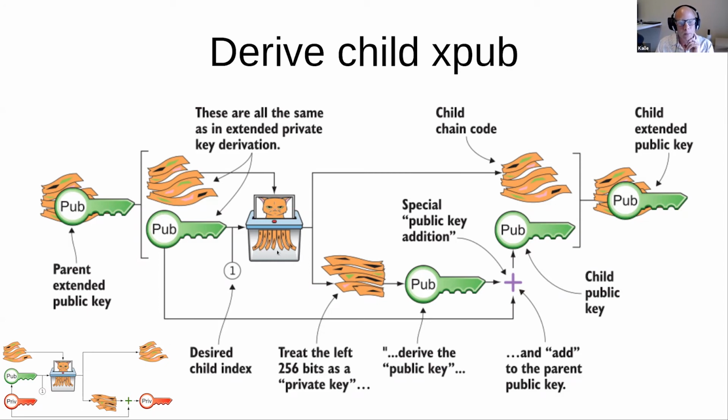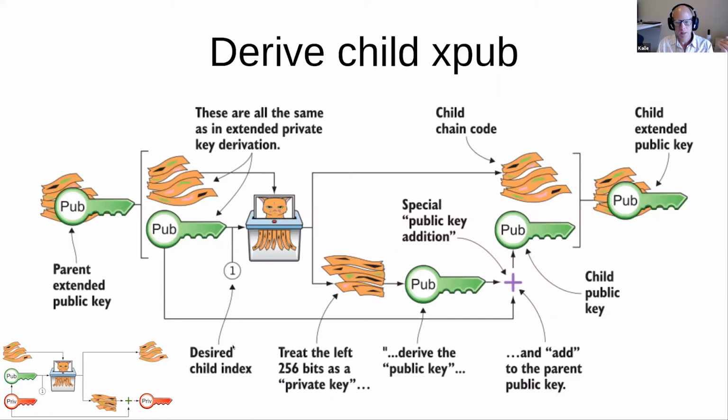and we also use the exact same input to this HMAC SHA 512 function. So the output of this will be the exact same as in the private counterpart. Which also means that the right 256 bits will be the same child chain code as in the private part here.